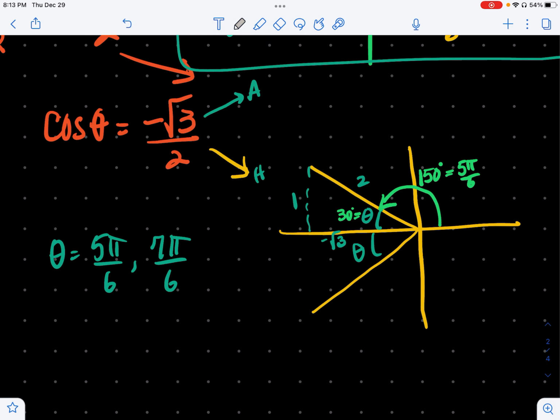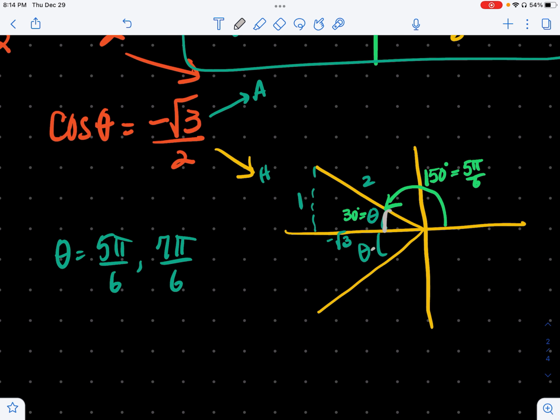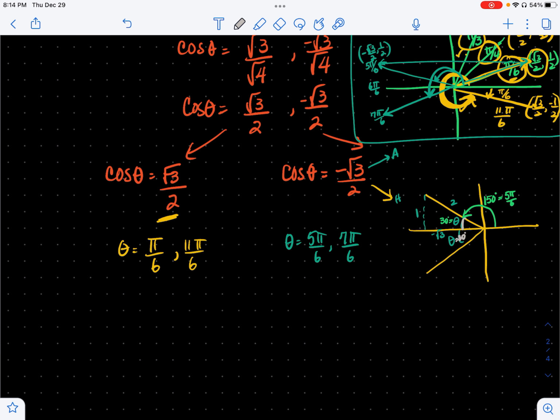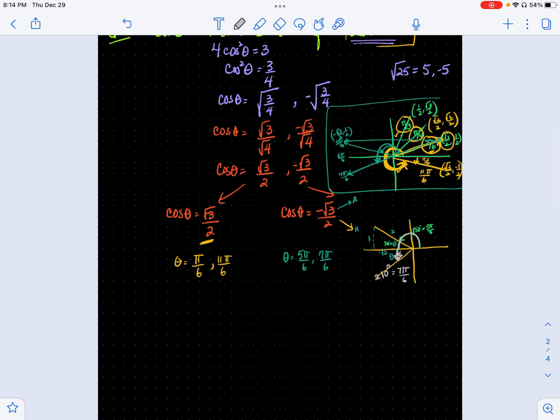And then comes in, so if this is 30 degrees and this is also 30 degrees, that's a reference angle though. And then the entire angle would be 180 plus another 30, which would be 210 degrees. And the radian equivalent of that is 7 pi over 6. Okay, and so those are the 4 answers.